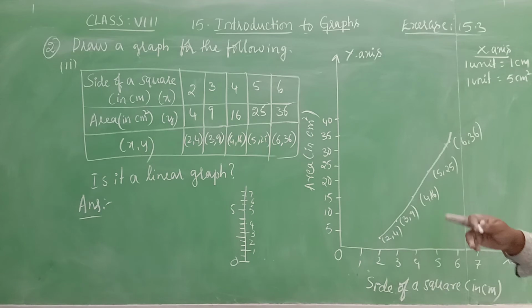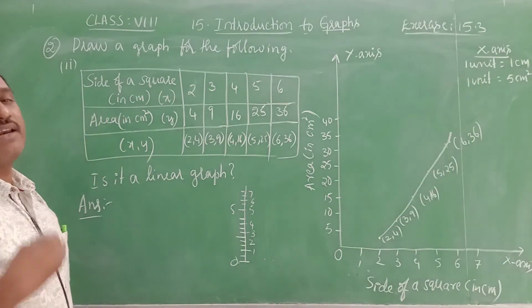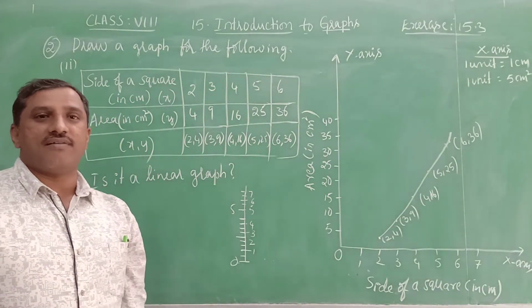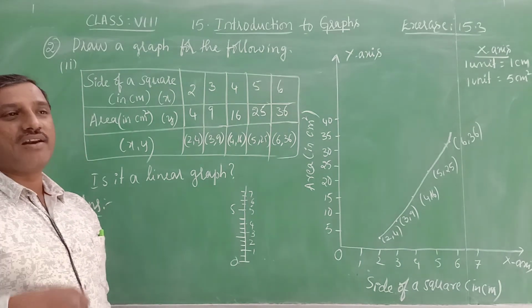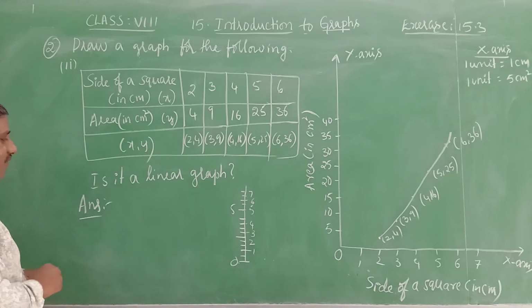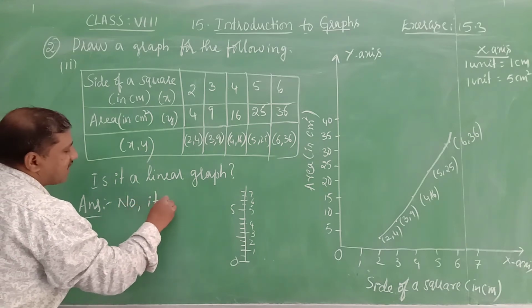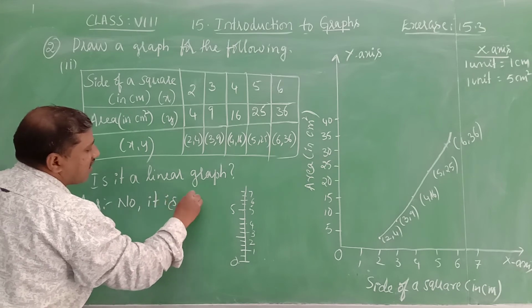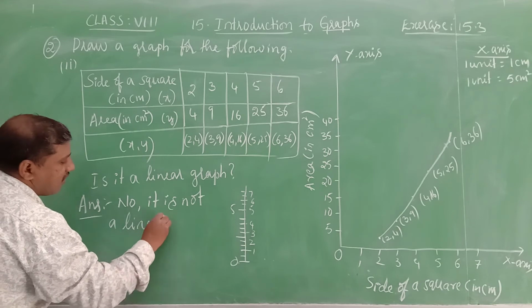The question is: is it a linear graph? When we get a linear graph, the ratios of all these values will be the same, and we will get a straight line. Here the ratios are different, so definitely we will get a non-linear graph. Therefore, no, it is not a linear graph.